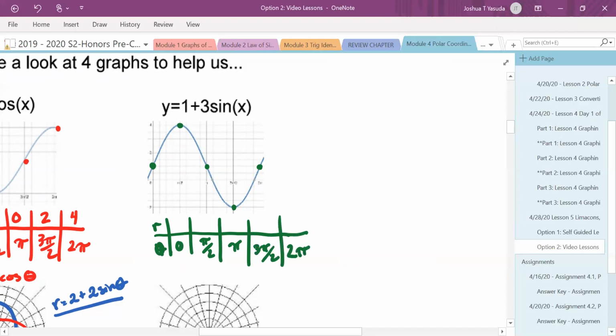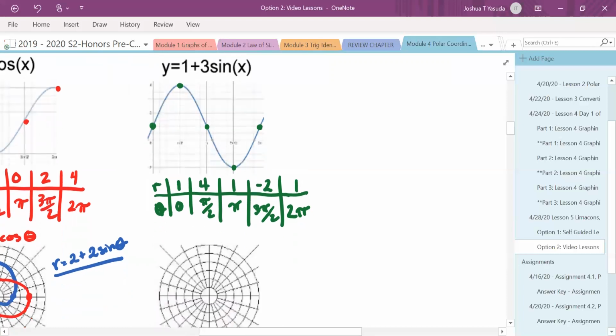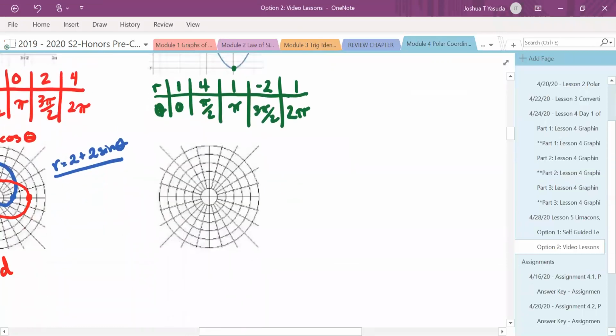Okay, so at 0, for sine, it's just going to be in the middle, so that's 1. At pi over 2, it's going to be up 3, so 4. Pi would be back down to 1. 3 pi over 2 is going to be at negative 2. And then 2 pi is going to be back at 1. So let's plot these and see what we get.